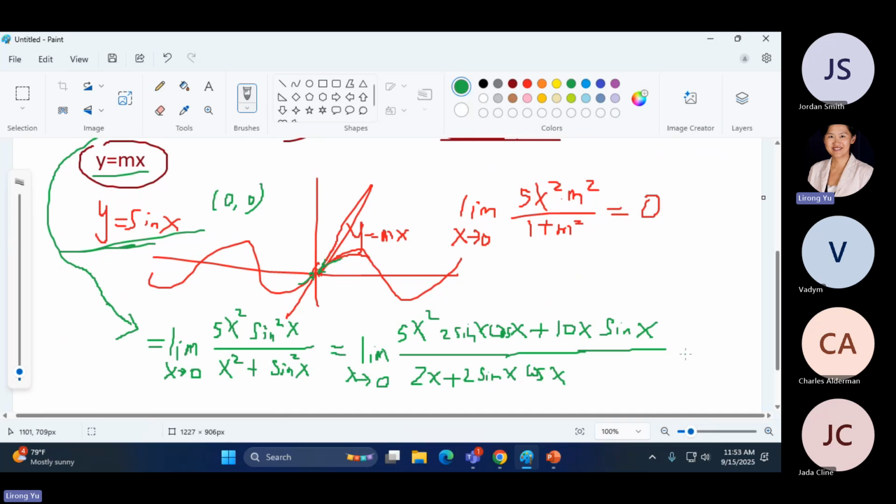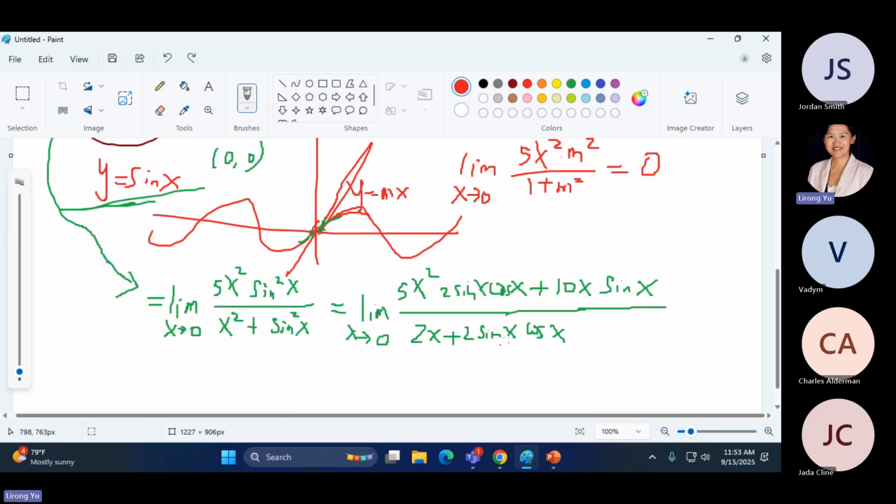Okay, you can see what happened there. The sine x is a common factor. We cancel the common factors. Oh, it's not now in this case. This is sine x, so it's even worse. The numerator is approaching 0, the denominator approaching 0. We have to apply L'Hopital again.